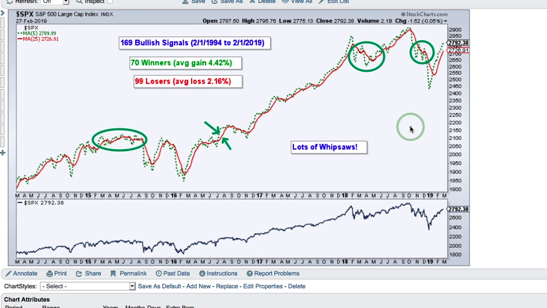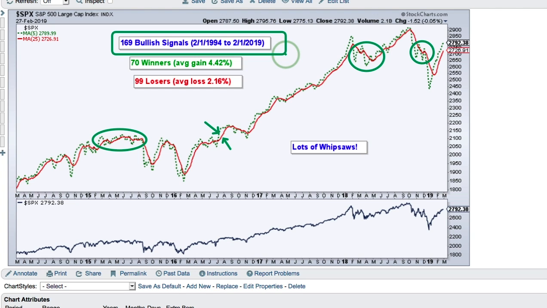So I took the 25-year period here from 1994 to 2019, and we had 169 signals, only bullish signals. I'll get to the bearish ones later. But we basically had 70 winners and 99 losers. So you can see you have more losers than winners. And this is very typical for a moving average system.